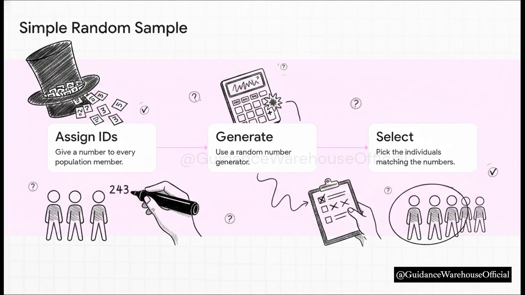Or, to be a bit more professional, she could assign every student a 2-digit ID number, say from 00 to 30. Then, she uses a random number generator to spit out numbers and picks the students whose IDs match. In this scenario, every single possible combination of students has an equally likely chance of being chosen.